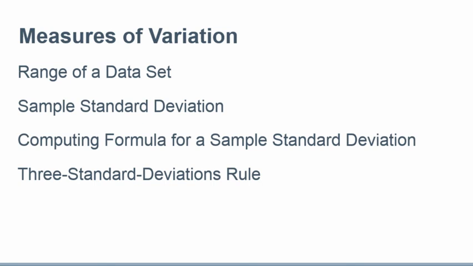To recap the section, measures of variation, range of a data set. The range of a data set is just taking the largest data point and the smallest data point and subtracting them. Sample standard deviation, which tells you how much the information varies from the mean. We can find our sample standard deviation by using the formula or using the computing formula for the sample standard deviation, or we can use our calculator. The 3 standard deviations rule lets us know that most of our data will be within 3 standard deviations of the mean.